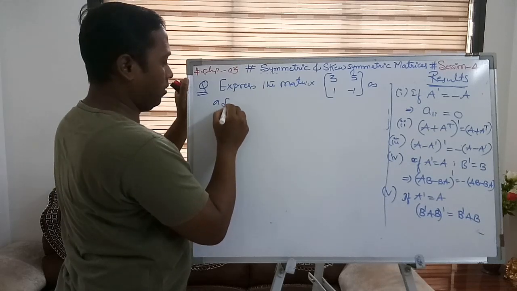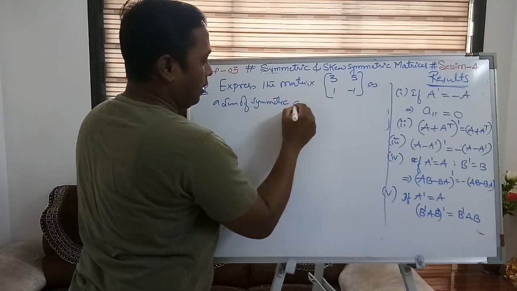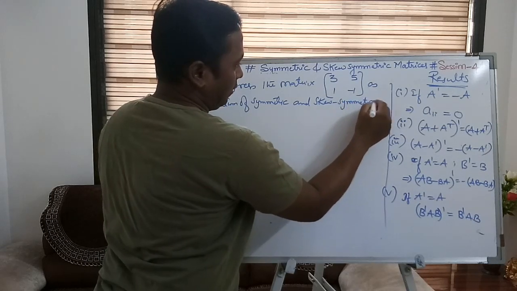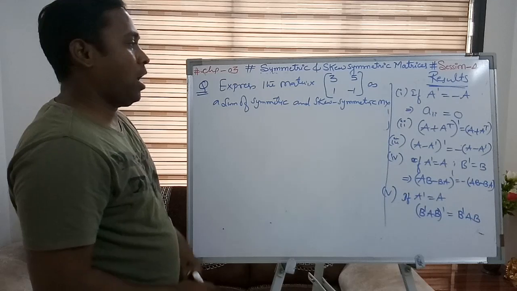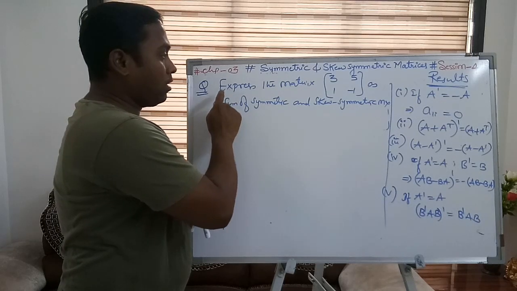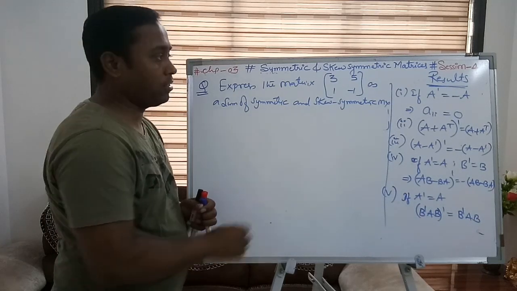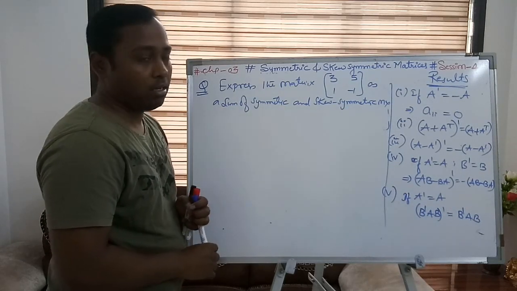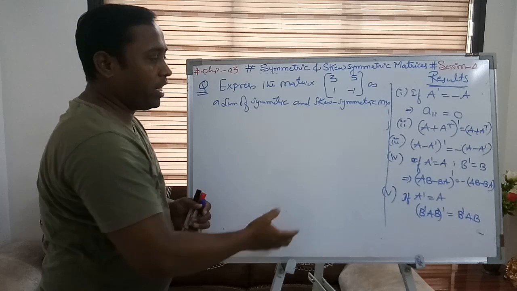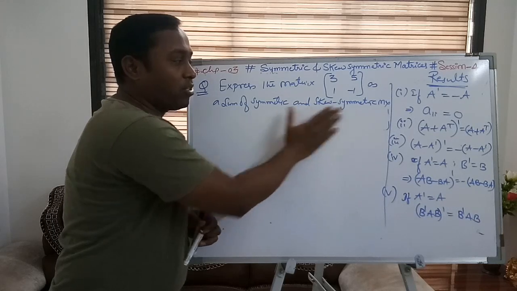as a sum of symmetric and skew symmetric matrix. I repeat, we have already proved that a given square matrix can be expressible as a sum of symmetric and skew symmetric matrix. This question has been asked for 4 marks and there are several questions in the exercise to practice. Now I am just explaining the methodology to prove this is expressible as a sum of symmetric and skew symmetric.